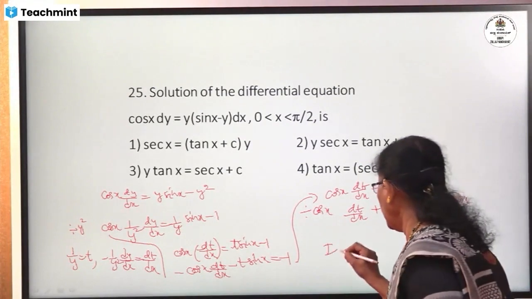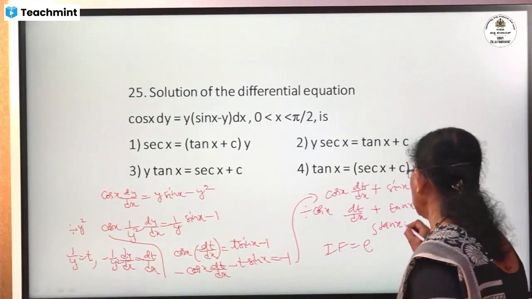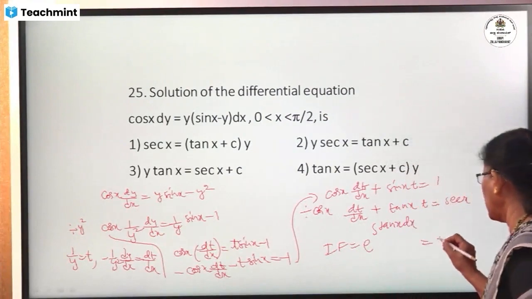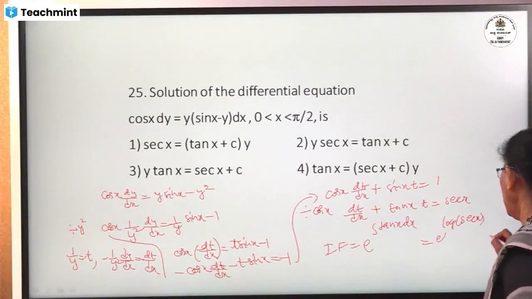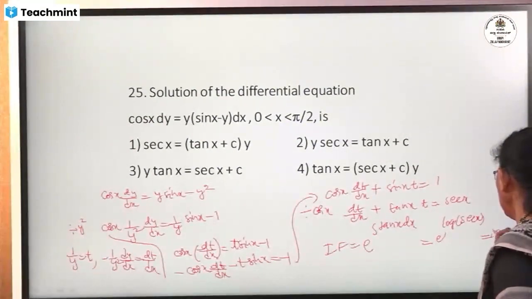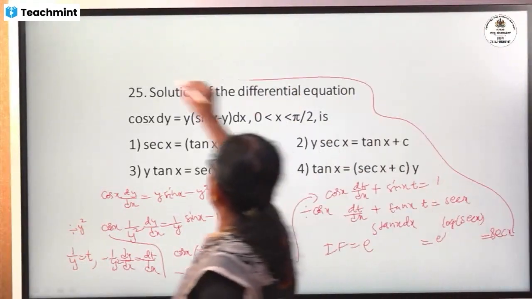So the integrating factor is e power integral tan x. And what is integral of tan x? It is log of secant x. E and log get cancelled. What remains is secant x. And therefore, what would be my solution?